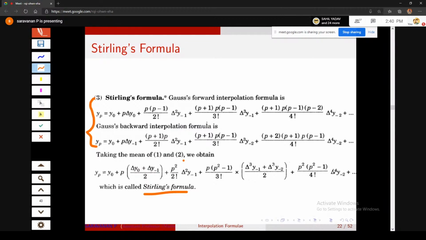Gauss forward and Gauss backward are not in the syllabus, but Stirling is. So if you are interested, go through the B.S. Grewal book, where it is mentioned how to derive this, so you can have an idea of it.